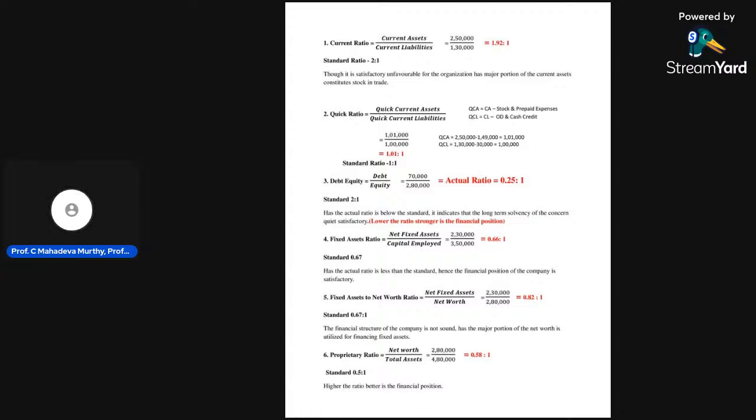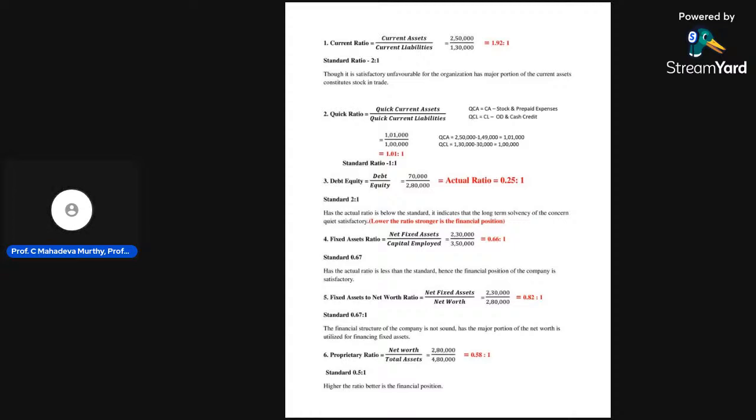Because here, what do you mean by ratio? What do you understand by ratio? What is the significance of ratio? Ratio exhibits the relationship between two concepts or two numbers. Two concepts, current assets and current liabilities. What is the relationship between current assets and current liability? It exhibits the relationship. That is the ratio. That is the beauty of the ratio.